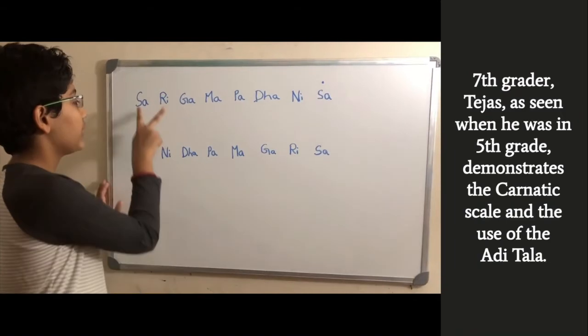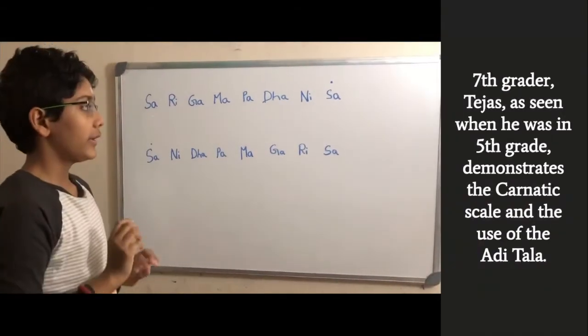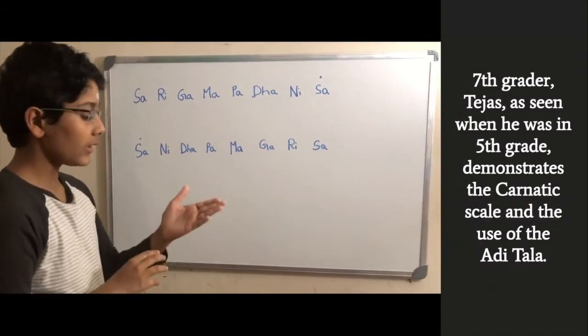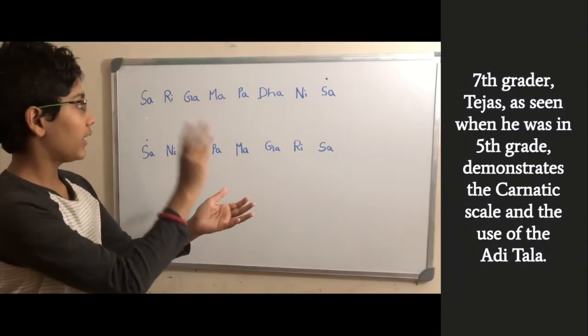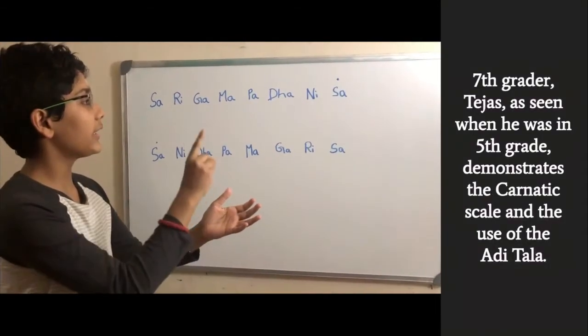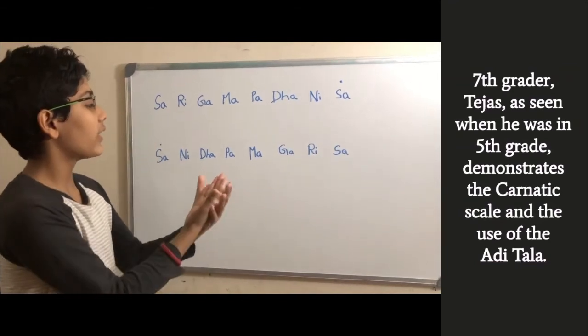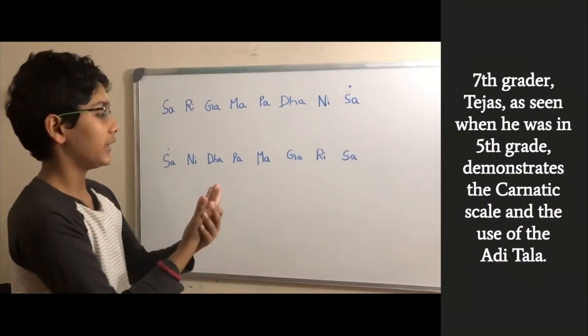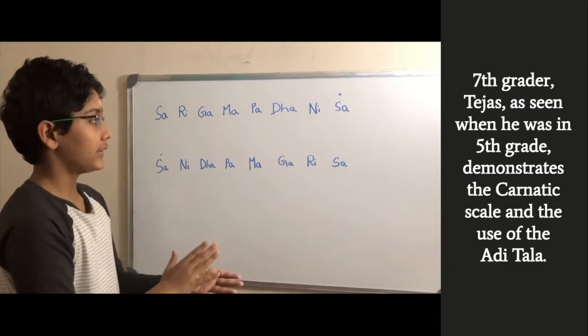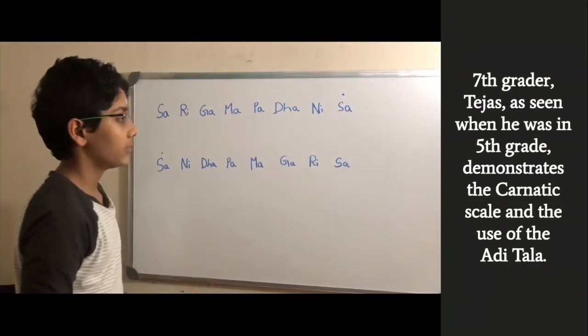Now the second type of beat is 2 notes for 1 beat. It's a little bit faster. It goes like re ga ma pa da ni sa ni da pa ma ga ri sa. That's 8 beats, and then there's 8 notes.